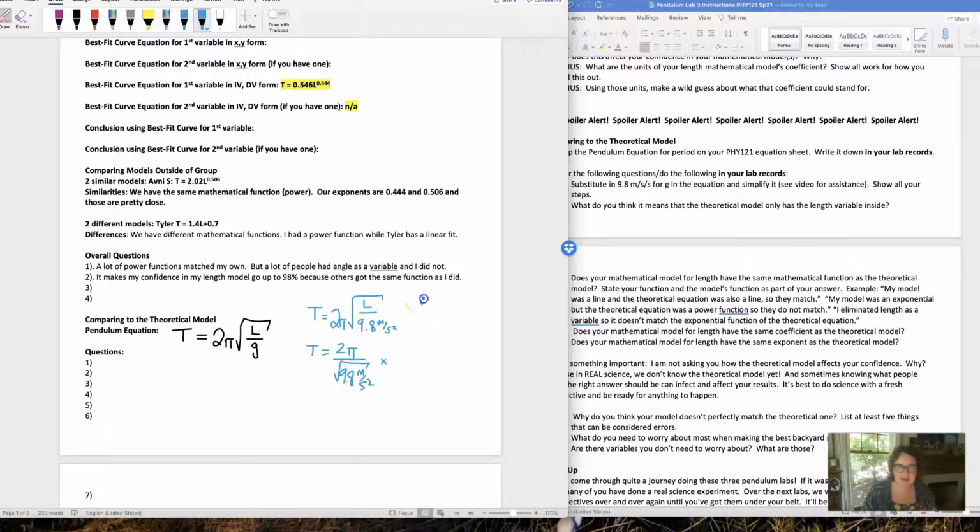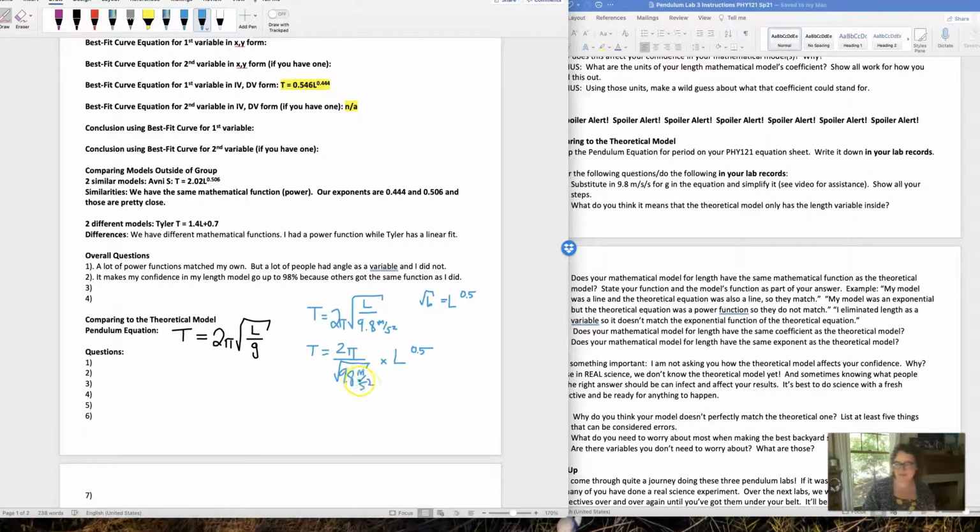I'm going to write this on the side. The square root of L is the same thing as L to the 0.5 power. So instead of writing the square root of L that's left, I'm going to say times L to the 0.5.